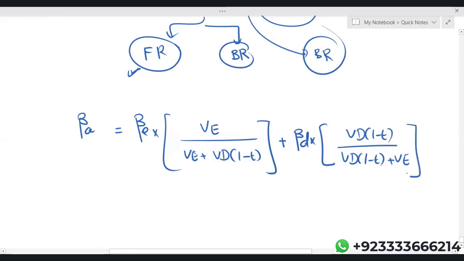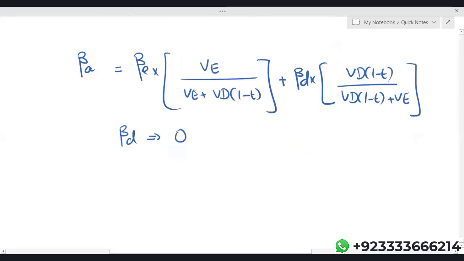Beta debt shows the risk of default, and normally in AFM we assume that beta debt is 0. Due to that, you will always see this formula: beta asset is equal to beta equity into V_E divided by V_E plus V_D (1 minus tax rate), where V_E is market value equity and V_D is market value debt.